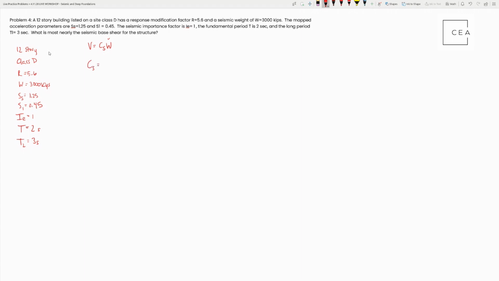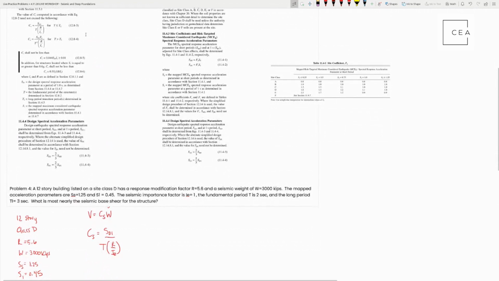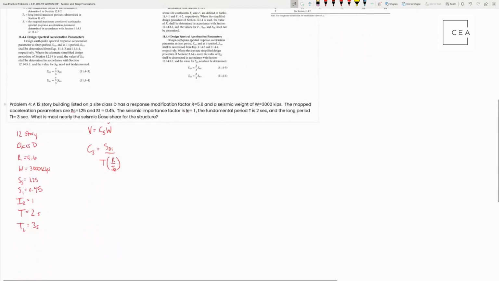So first thing we need to do is write out what CS is. CS is equal to SD1 divided by T times R over IE. That comes right from the code that we just reviewed, and I could show you again up here. Equation 12.8-3. And that is specifically for T less than or equal to TL. So T here is less than or equal to TL. That's why we're using this, right?